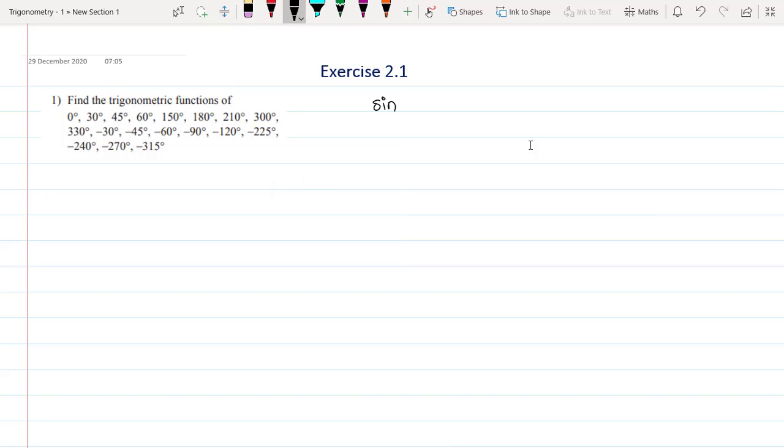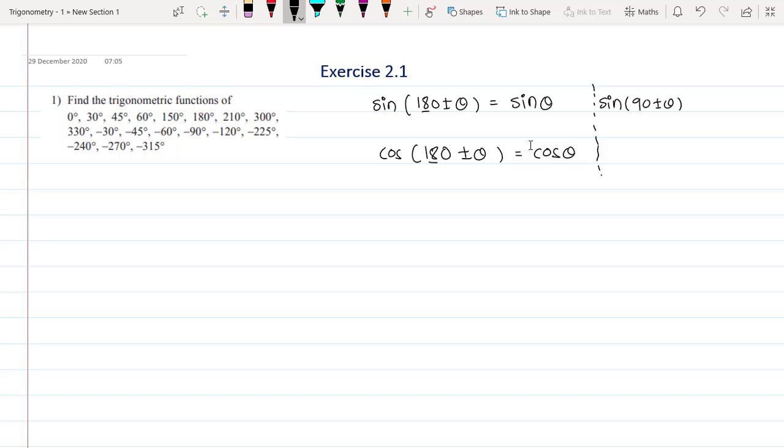Sine of 180 plus or minus theta equals sin theta, and cos of 180 plus or minus theta equals cos theta. As 180 is an even multiple of 90, this is the case. Next, sine of 90 plus or minus theta equals cos theta, and cos of 90 plus or minus theta equals sin theta. As this 9 is an odd number, we have the opposite trigonometric ratio.